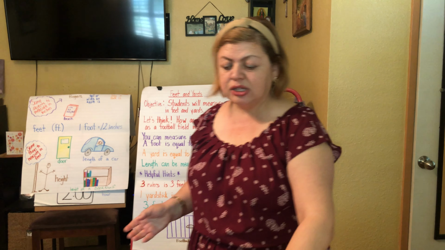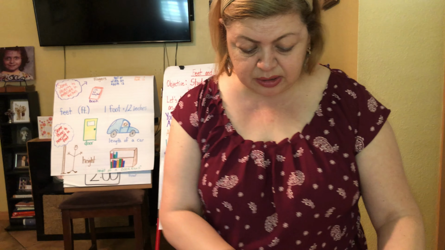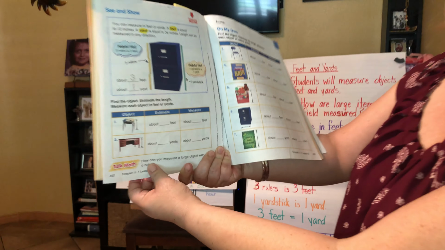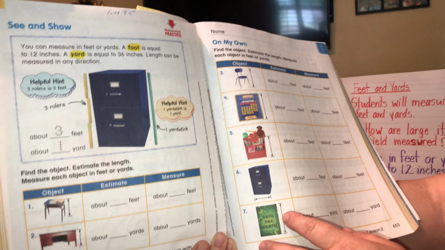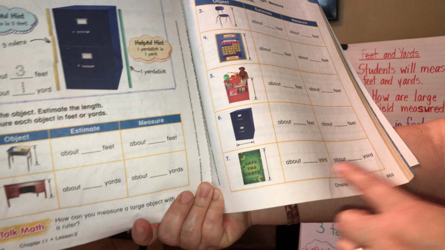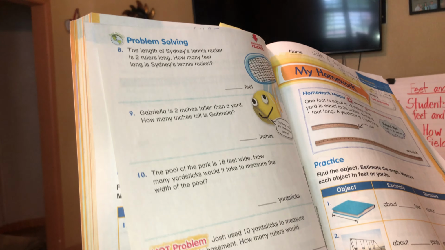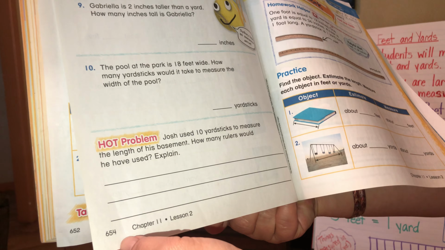So let's get back to our book, the book that's been so helpful to us in learning all of these great things. So we did page 651 together. So now it's your turn to show me what you learned about feet and yards. You will do page 652, 653, and then of course we always have problem solving for the last page of the lesson, and that would be 654.